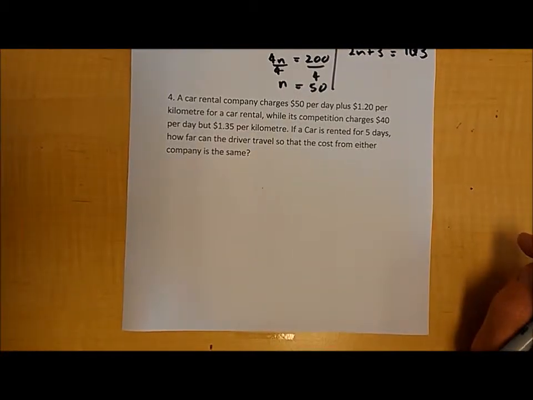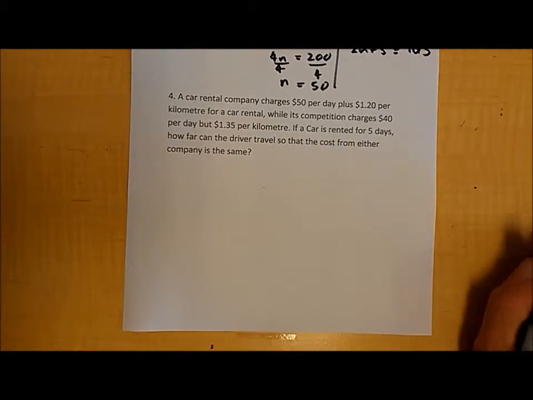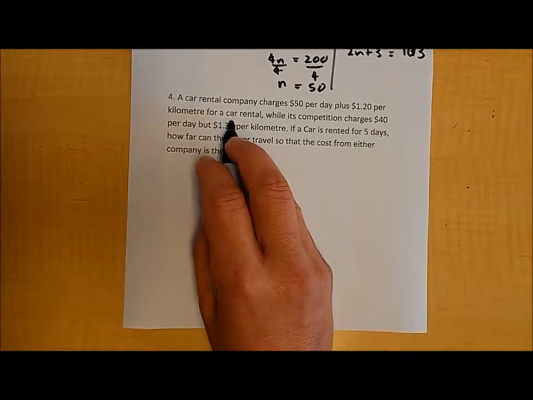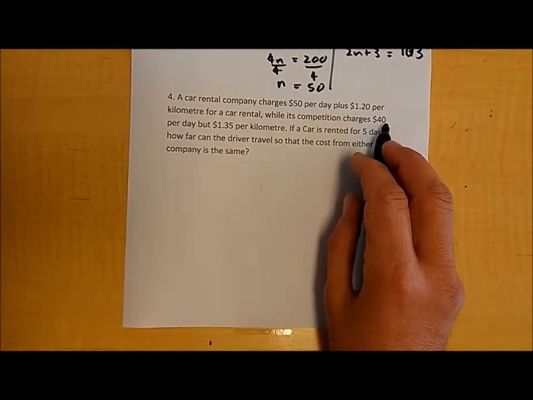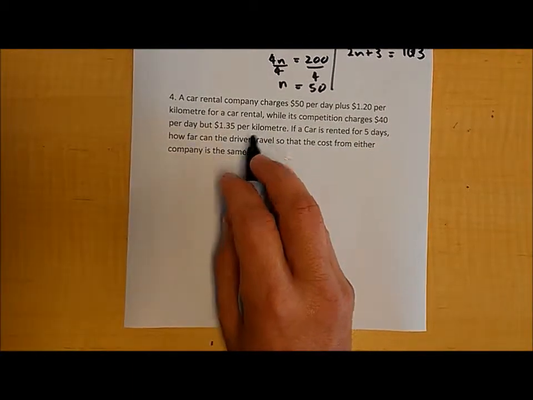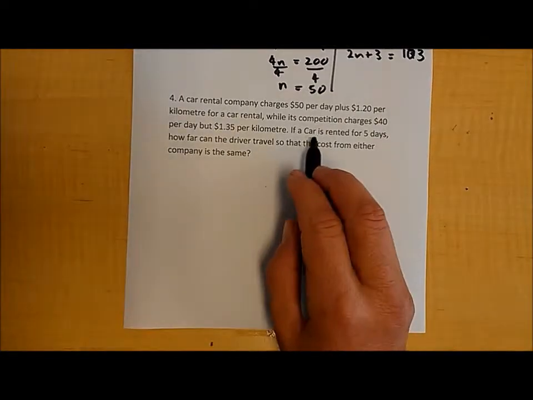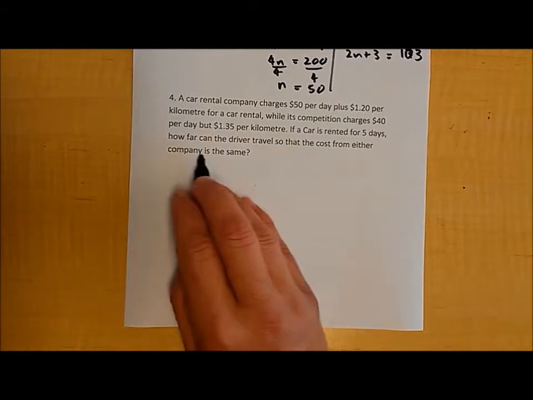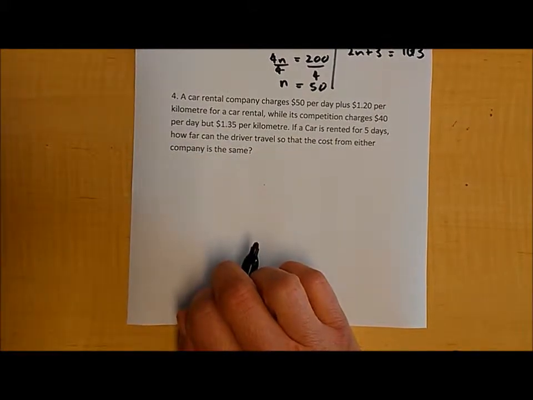Okay, finally on to the last example, more of a problem. A car rental company charges $50 per day plus $1.20 per kilometre, while its competition charges $40 per day plus $1.35 per kilometre. A car is rented for 5 days. How far can the driver travel? So the cost from either company is the same.